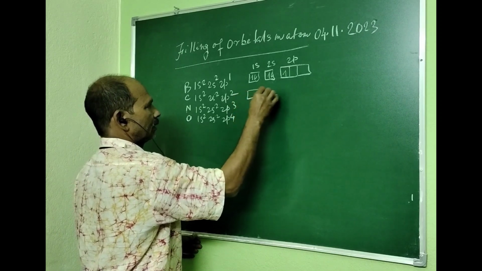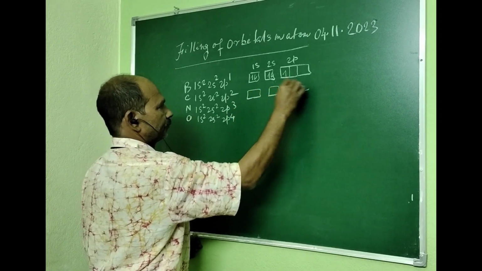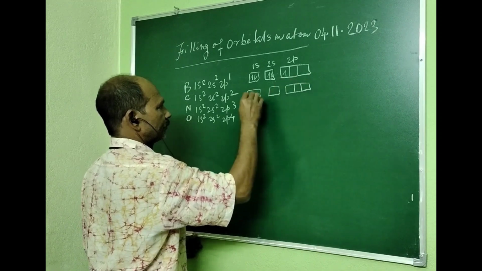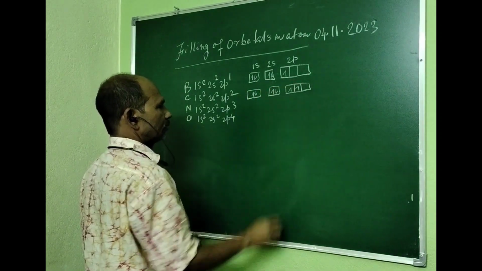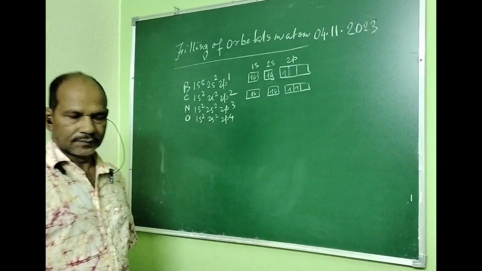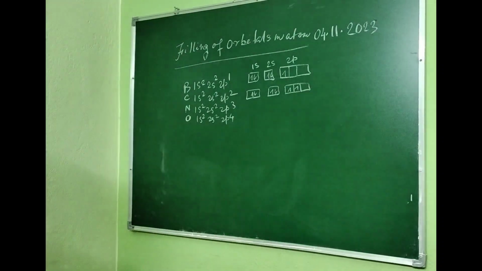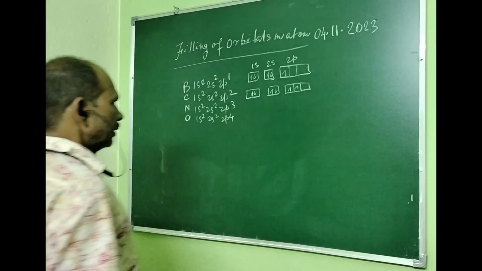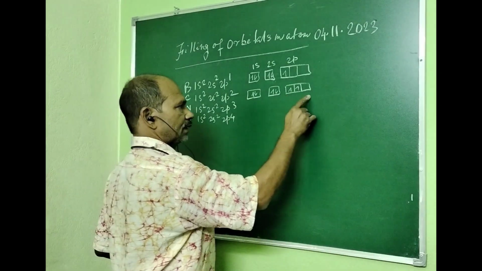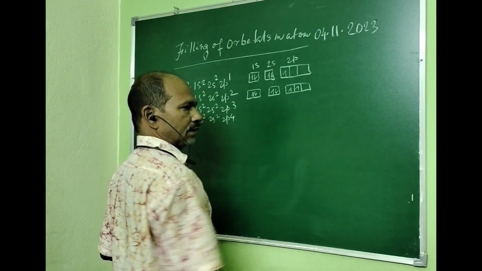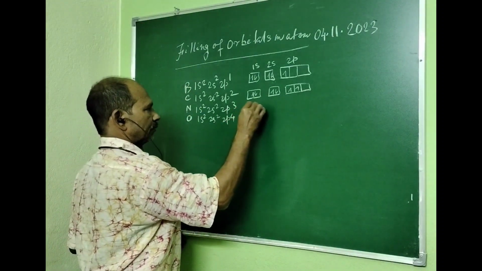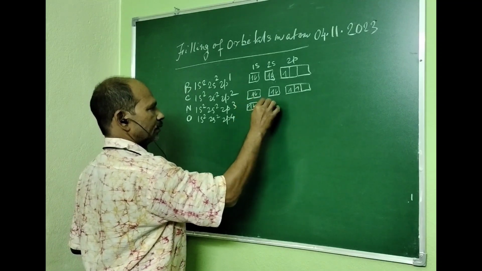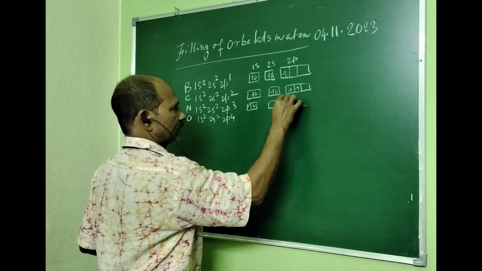For carbon, similarly, two electrons are here, two electrons are here, and two electrons with the other spin. Because according to Hund's rule of maximum multiplicity, the electrons will be filled up in a subshell with the same spin. For nitrogen similarly, you get the electron configuration like this.